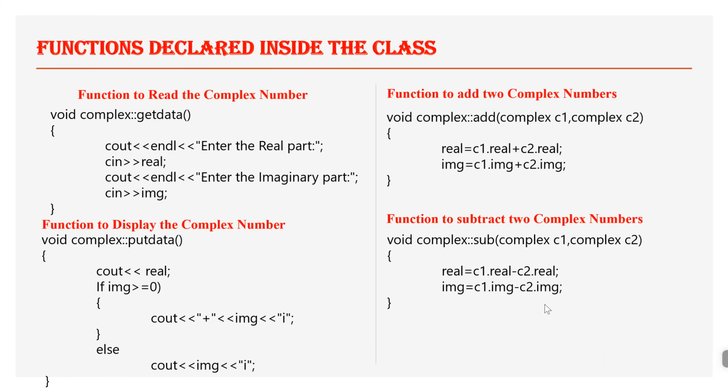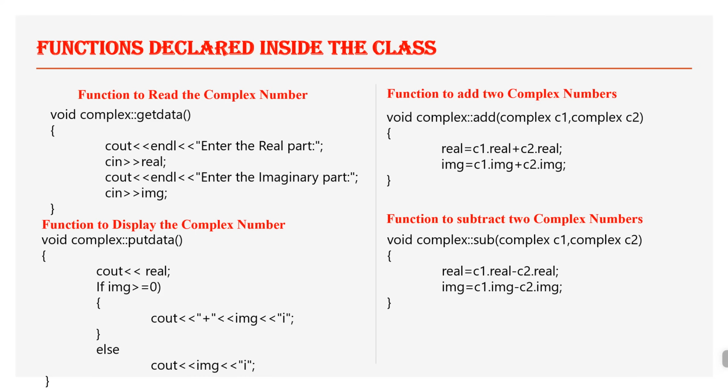Similarly, the imaginary part is equal to the imaginary part of the first complex number plus the imaginary part of the second complex number. So the resultant will be C1 dot real plus C2 dot real as the real part, and C1 dot imaginary plus C2 dot imaginary as the imaginary part. This is how the addition function works.